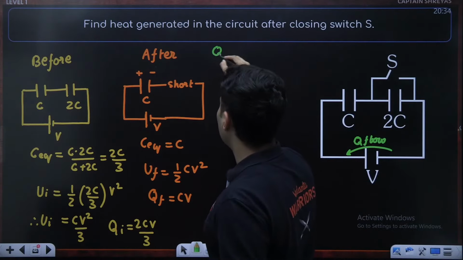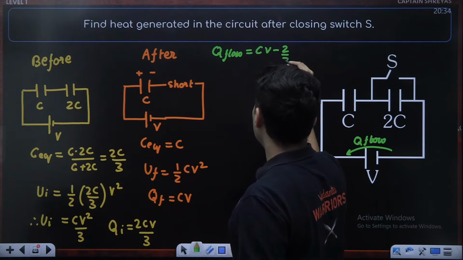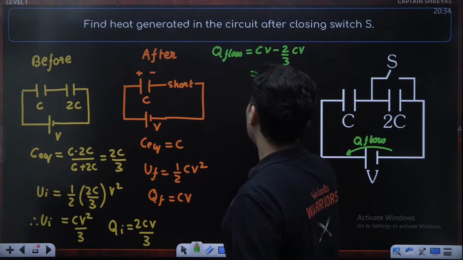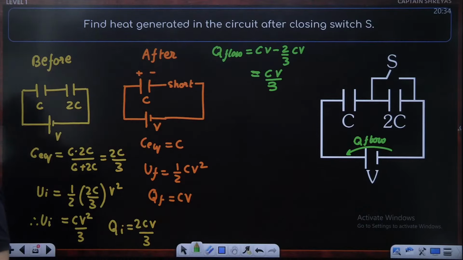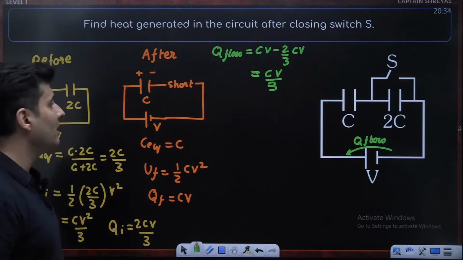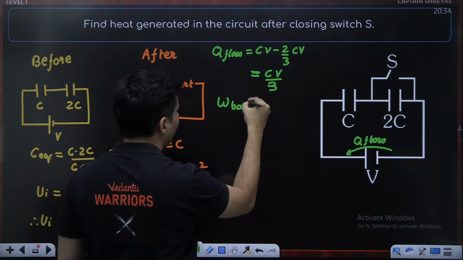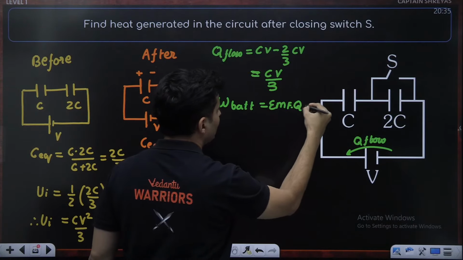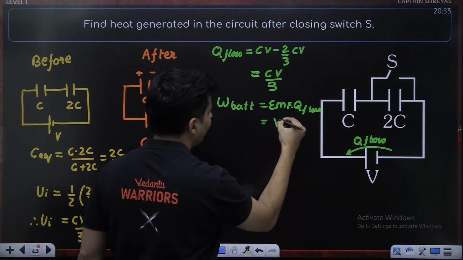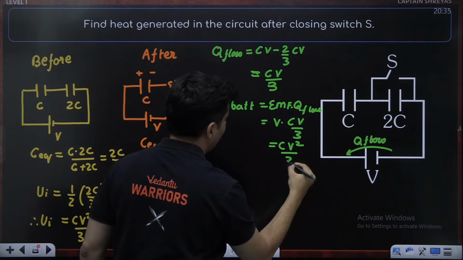So the charge which flows through the battery will be CV minus 2/3 CV, which is nothing but CV divided by 3. Awesome. Now, if that is the scenario, I can also find how much work was done by the battery. That is always EMF into the charge which flows. What is the EMF? V. What is the charge which flows? CV by 3. Hence, it will be CV square divided by 3.